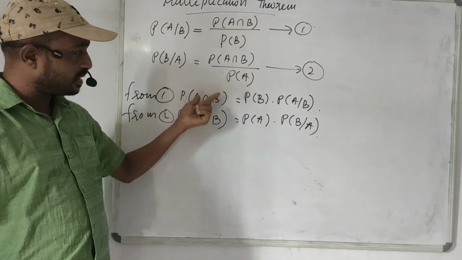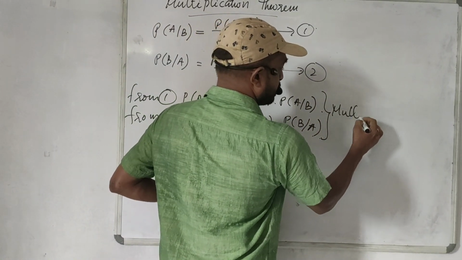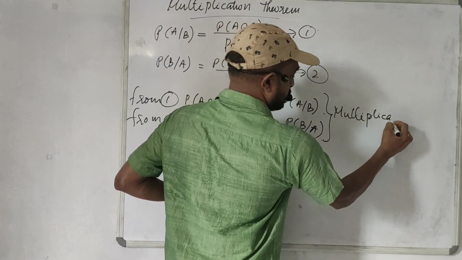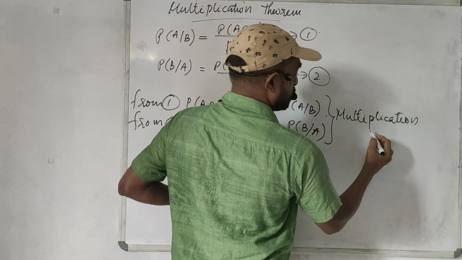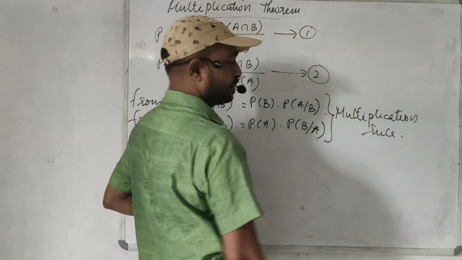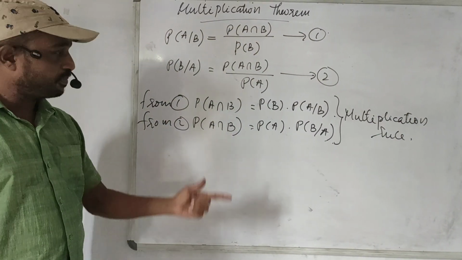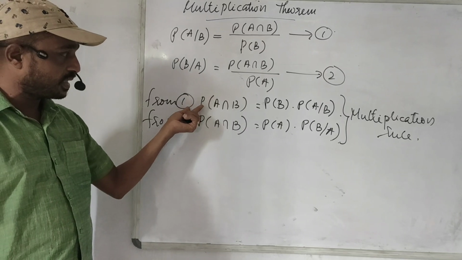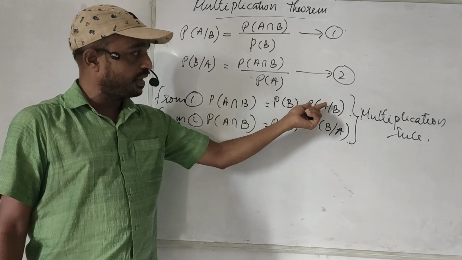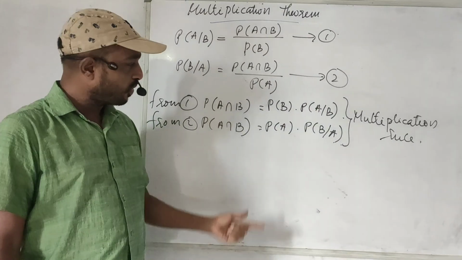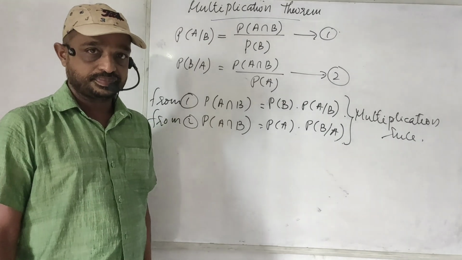So this is called the multiplication rule of probability. So what is the multiplication rule or multiplication theorem? The multiplication rule or multiplication theorem says that P of A intersection B is equal to P of B into P of A given B, or it is P of A into P of B given A.